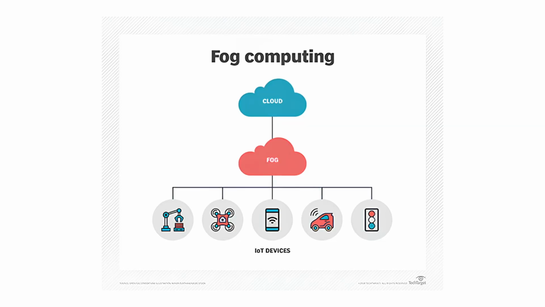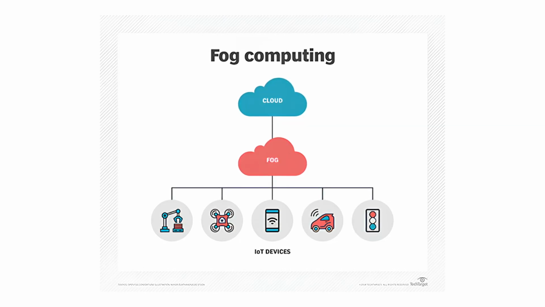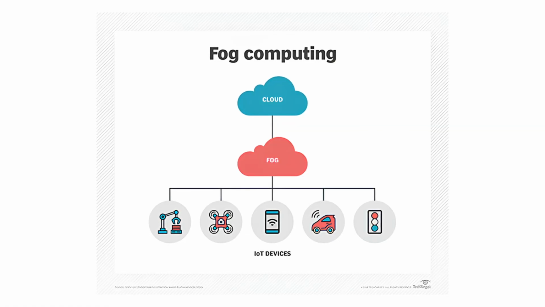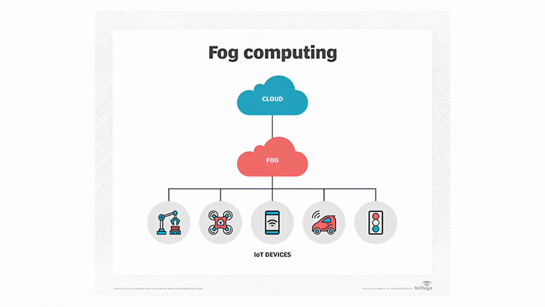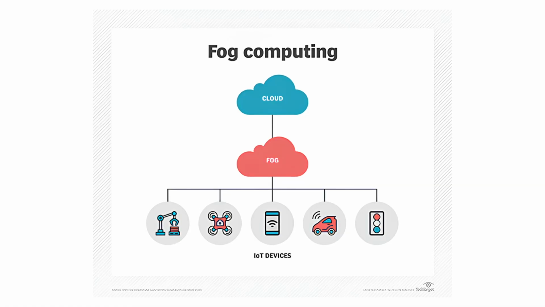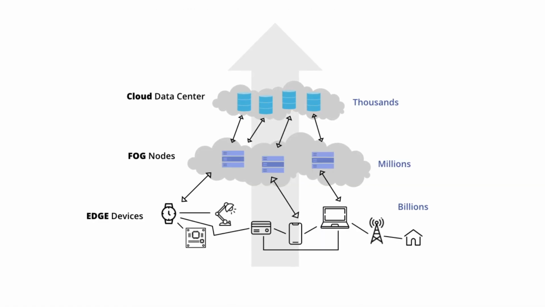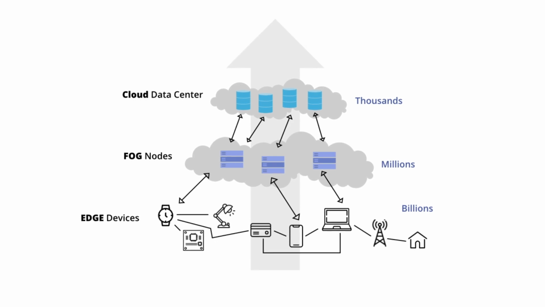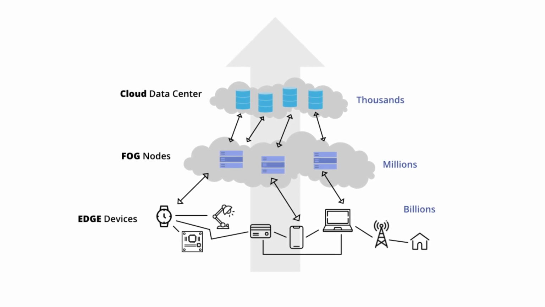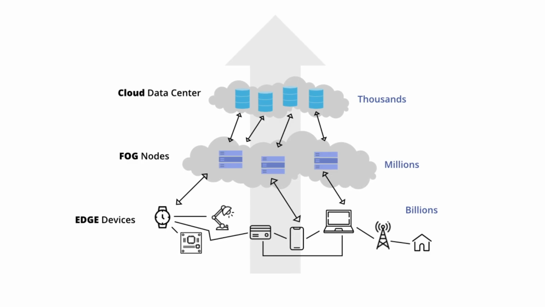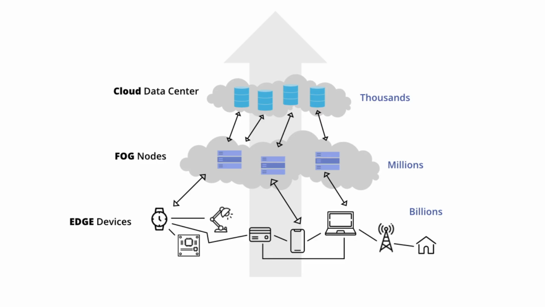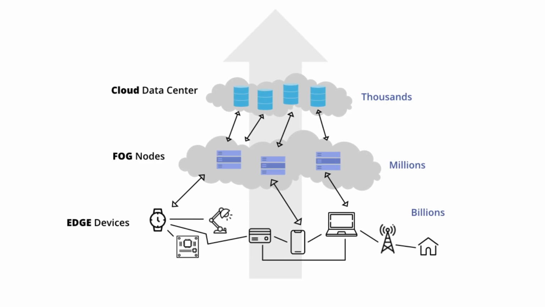Now let's look at fog and edge computing. Fog computing is decentralized infrastructure that extends the cloud by placing nodes between the cloud and end devices. A fog node, which has computing, storage, and network connectivity, processes data near end devices to reduce cloud latency. This enables near real-time decision-making while sending data to the cloud for storage and long-term analytics.